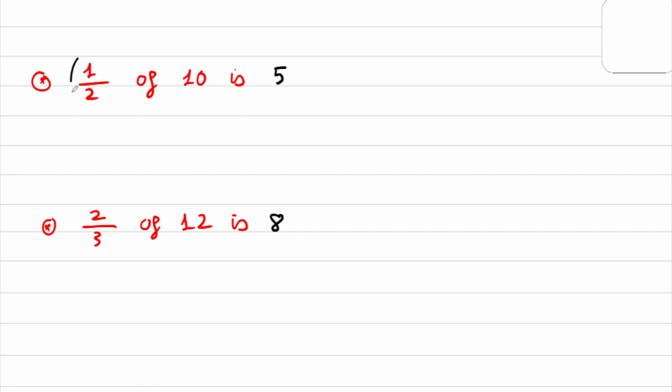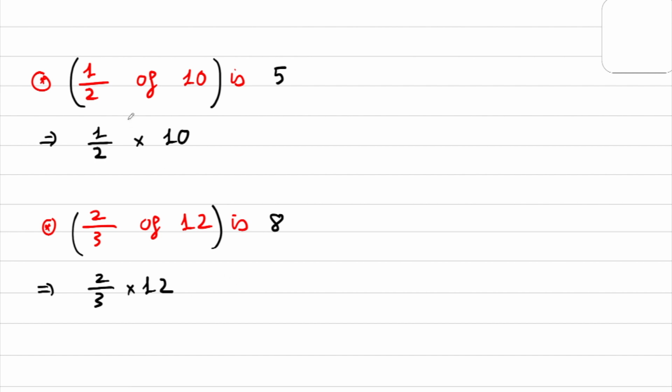You can see these sentences. You have 1 over 2 of 10. So what does that mean of? When you see these sentences, you can make this operation, multiply. 1 over 2 of 10 means 1 over 2 times 10. And how about this one? You got 2 over 3 of 12, which means 2 over 3 multiplied by 12.